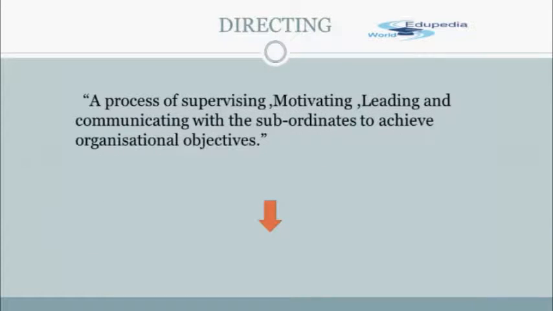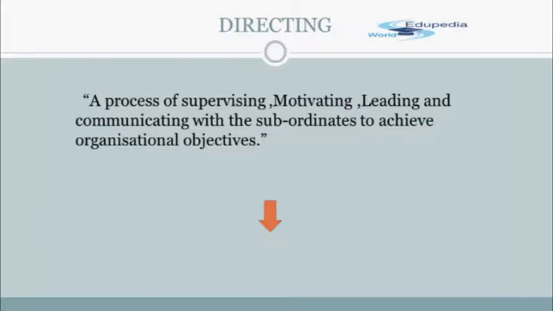Now, what is the definition of directing? How can you say what directing is? As you can see in the slide, it is a process of supervising, motivating, leading and communicating with the subordinates to achieve organizational objectives. This is what directing is. We can also say that it includes decision making, supervision, guidance, etc. It reflects providing dynamic leadership.